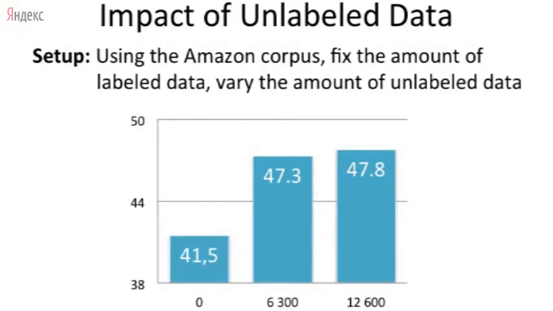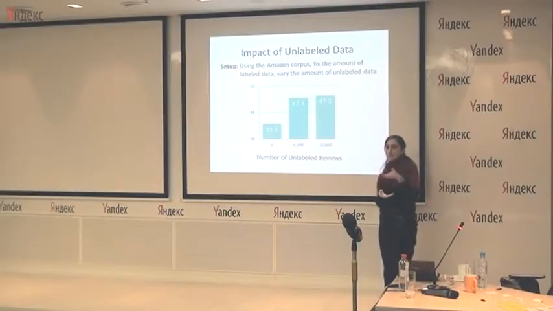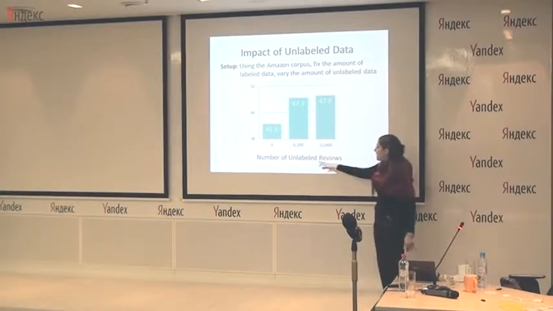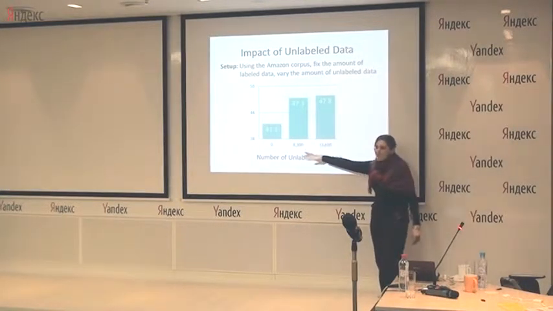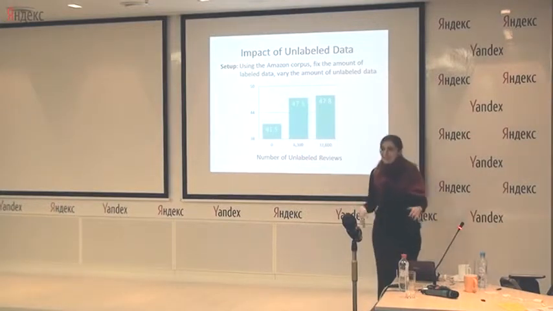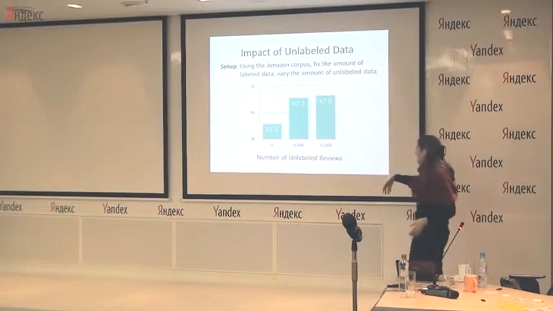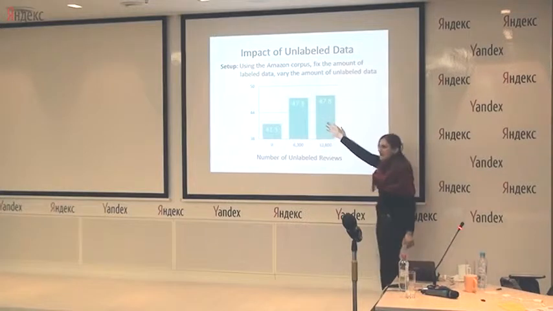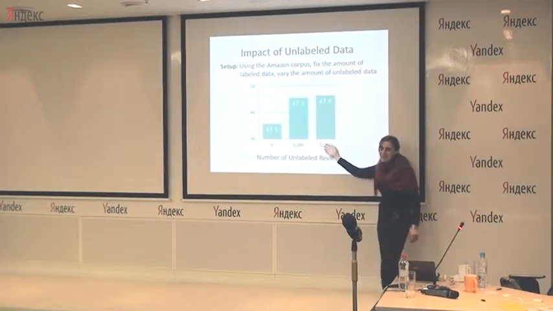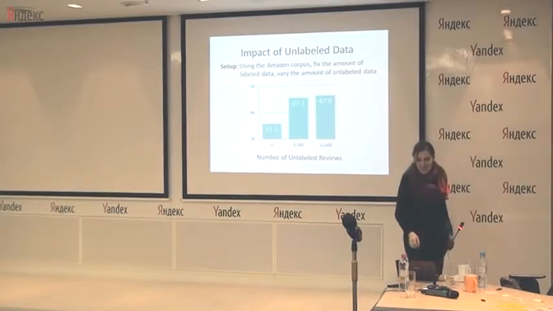Now, what I will do next is show you the slide about the impact of unlabeled data. So here on the Amazon corpus, we fix the amount of labeled data and start throwing in unlabeled data. Here, 0 means that you don't have any unlabeled data, and you use your very small supervised data to estimate the topic. So it gives 41, then you add 6,000, you get 47.3. You can see here that the difference is not great. I mean, you get some gain, but it's not a very significant gain.